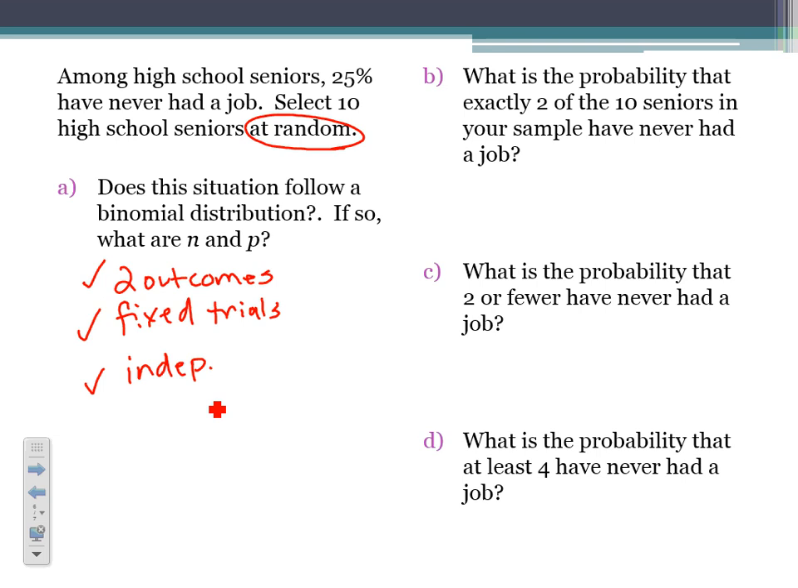All right? So, again, we've got everything that we need here. N in this problem, the fixed number of trials, would be 10, and our probability of success, we're considering the fact that they've never had a job a success.